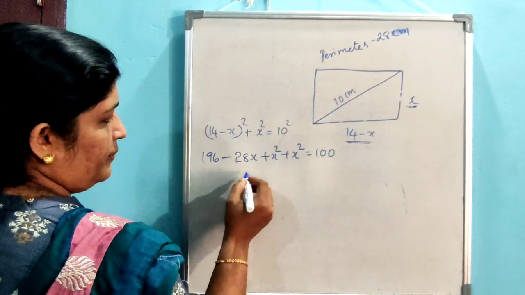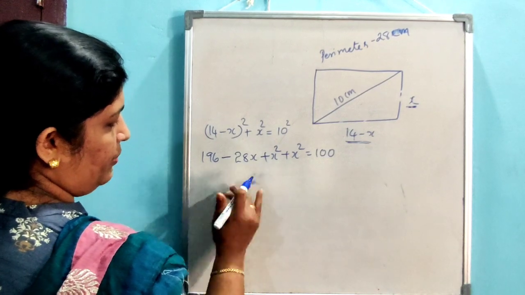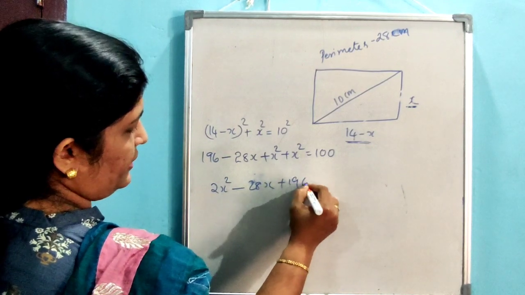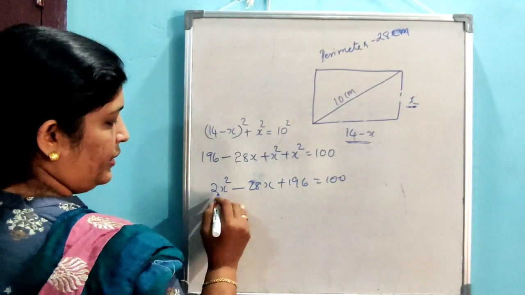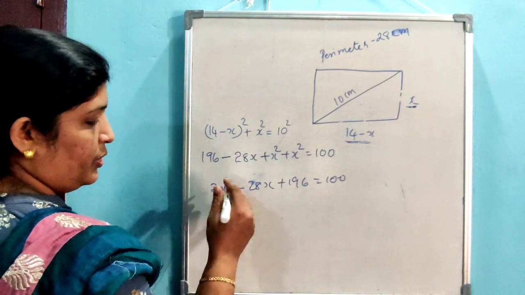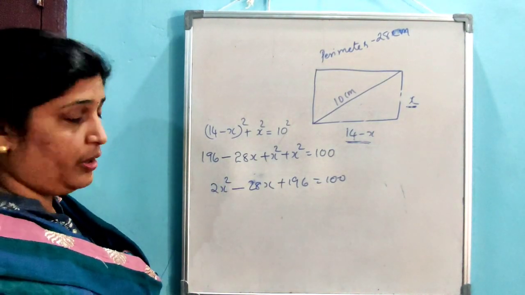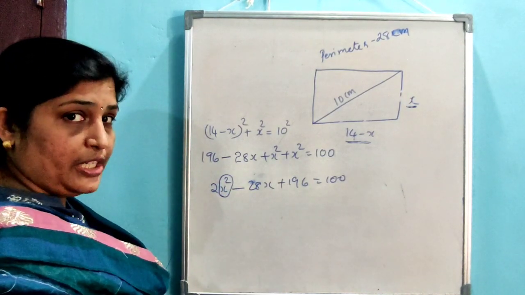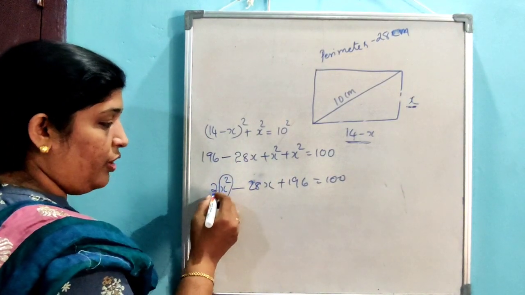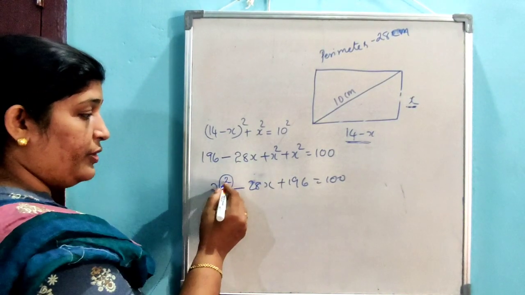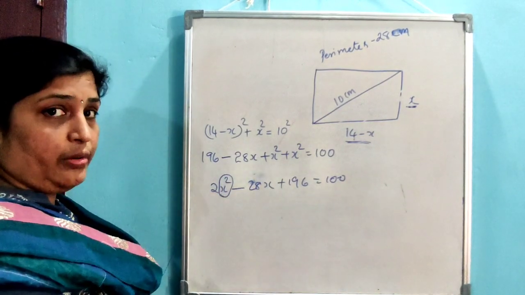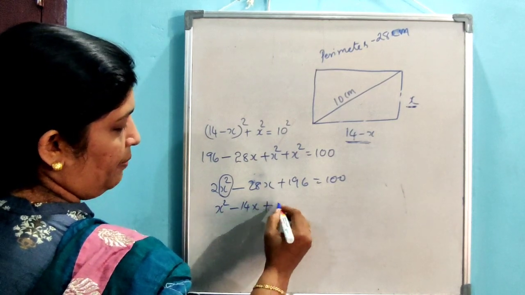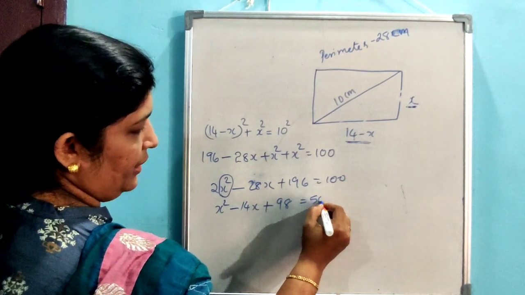Then 2x square minus 28x plus 196 is equal to 100. Here the coefficient of x square is 2, so divide throughout the equation by 2 to make the coefficient of x square 1. We can make use of the square completion method only when the coefficient of x square is 1. Then we have x square minus 14x plus 98 is equal to 50.